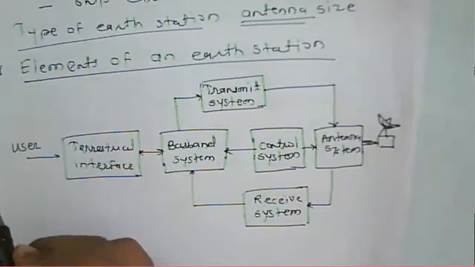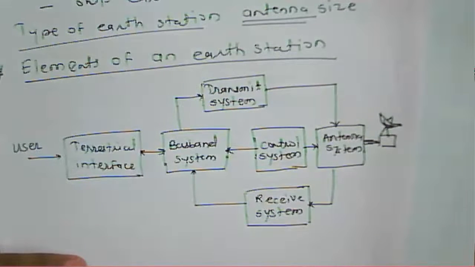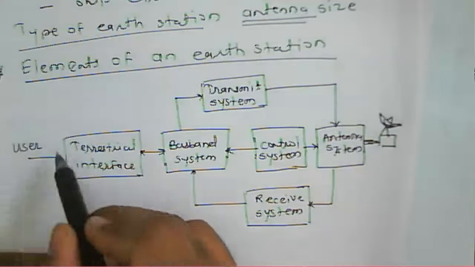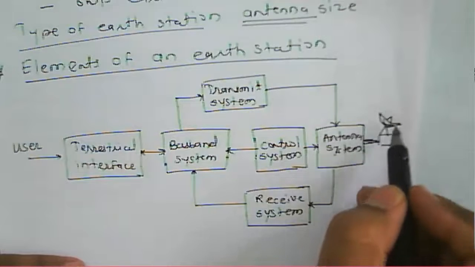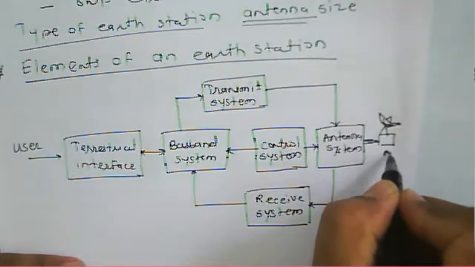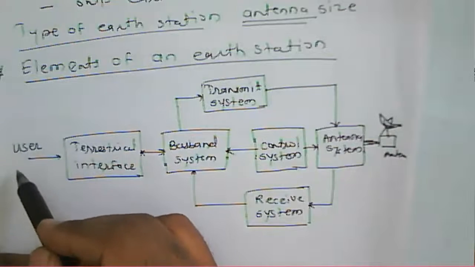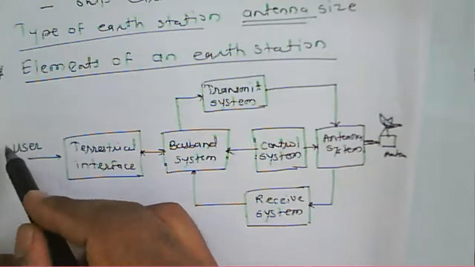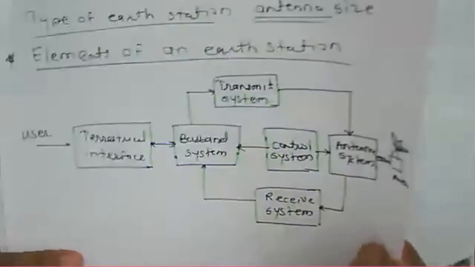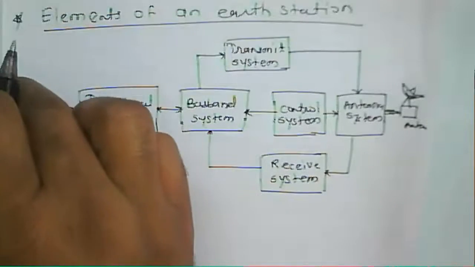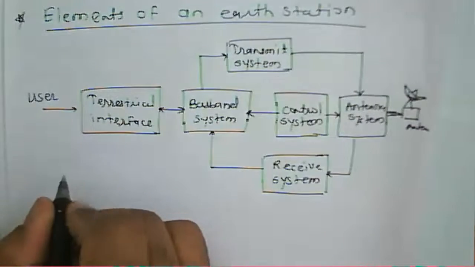Now, if you see here, the earth station is used to transmit the signal from terrestrial sources to the satellite. Here we have the antenna. We have multiple users, from a terrestrial system, that transmit the signal to the satellite here. So this is about the earth station components.